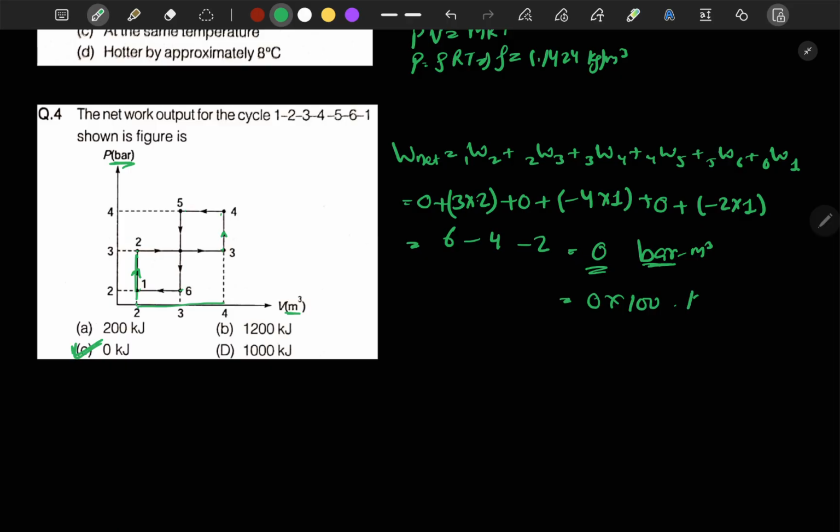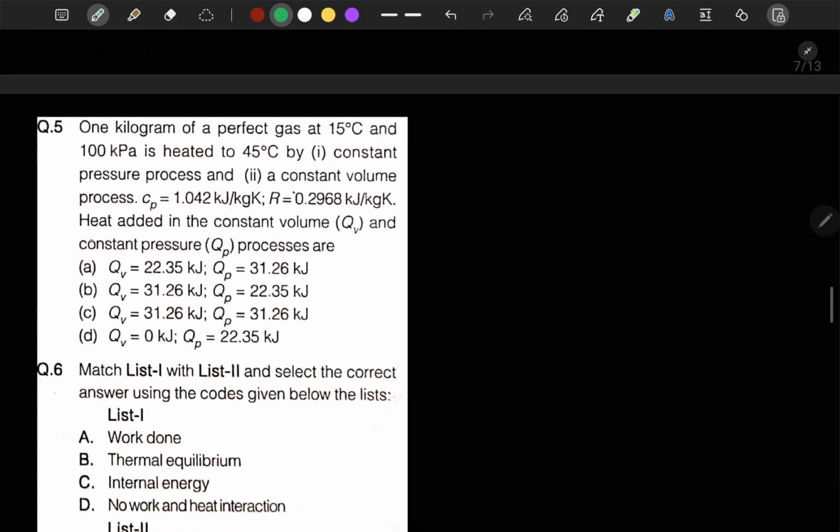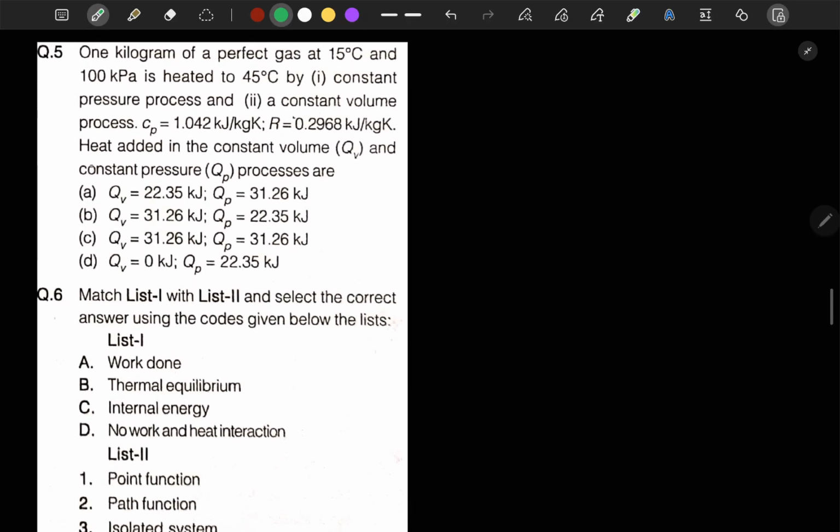Okay, kilojoule, sorry, kilopascal meter cube. So this value will be 0, so option C is correct for this question. Next we will move to question number 5.